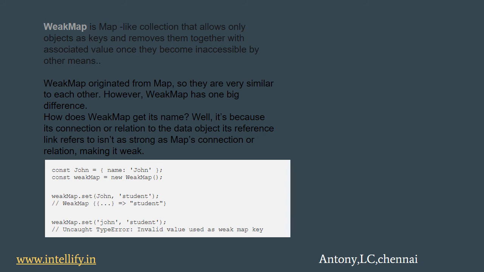and the memory. WeakMap does not support iteration and methods like keys, values, entries, etc. So there is no way to get all keys and values from it. WeakMap has only the following methods: weakMap.get, weakMap.set, weakMap.delete, weakMap.has.